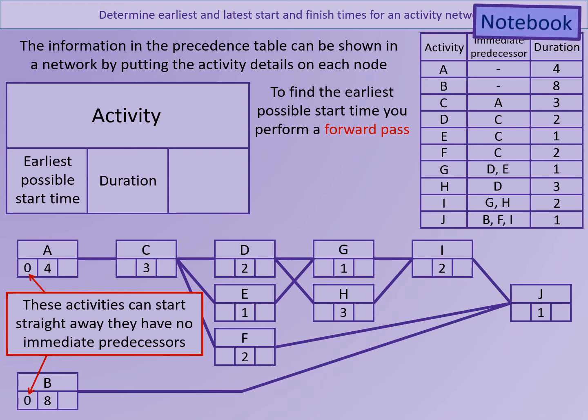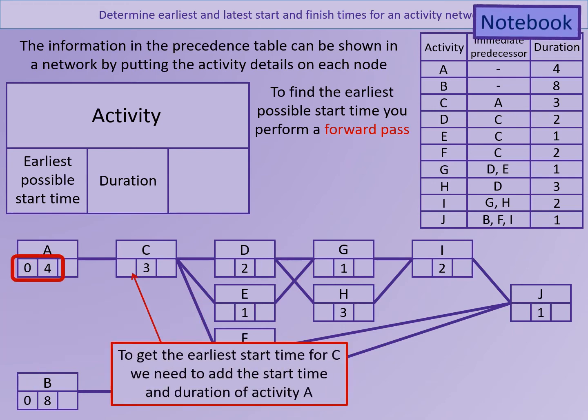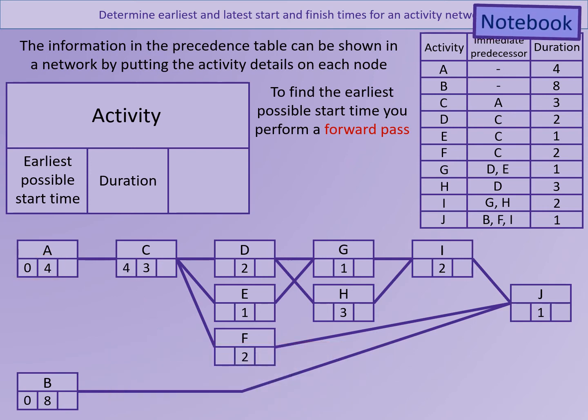We then need to work through the network and consider any activities where all of their predecessors, all of their previous activities already have an earliest start time completed. So in this case, we're going to start with activity C, because C depends on A, and A already has a start time of 0. And we consider that if A starts at 0 and has a duration of 4, then the earliest start time for C will be once A is finished. So the earliest start time for C is 4.